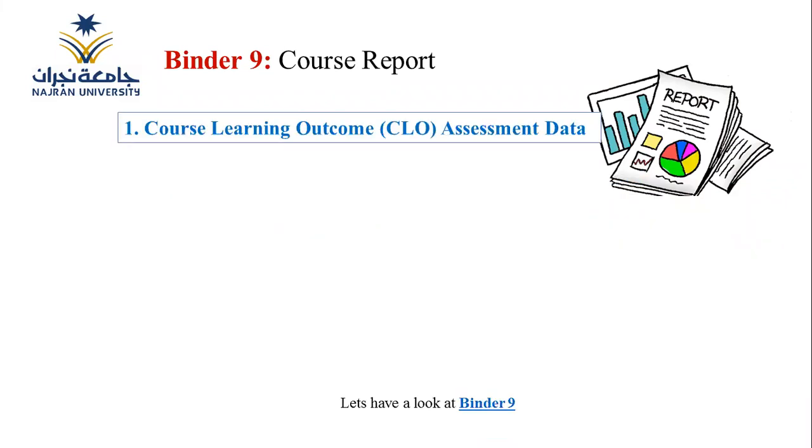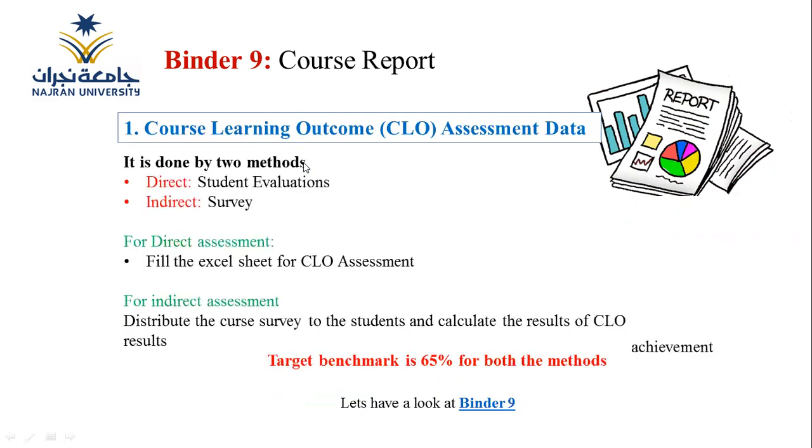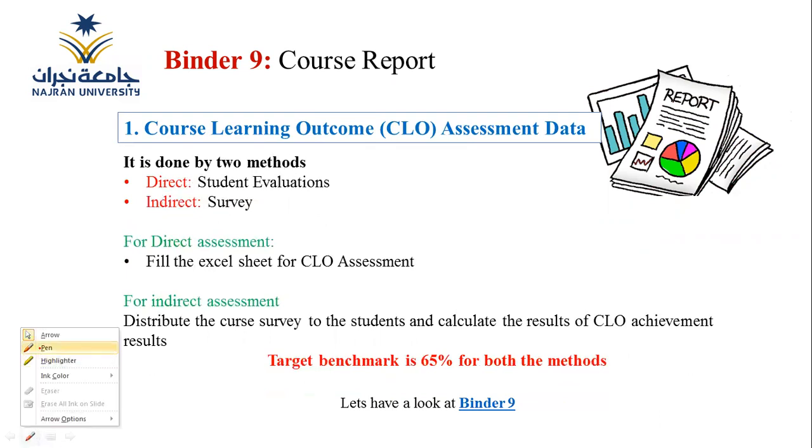The course learning outcome assessment data include the assessment which is done by two methods. As I said, we have the direct assessment, that is student evaluation by conducting exams and so on. And we have the indirect assessment by surveys. We have the CLO survey, course learning outcome survey, that is distributed by the course instructor at the end of the semester. So this is indirect assessment. So we need to add this information in binder 9.